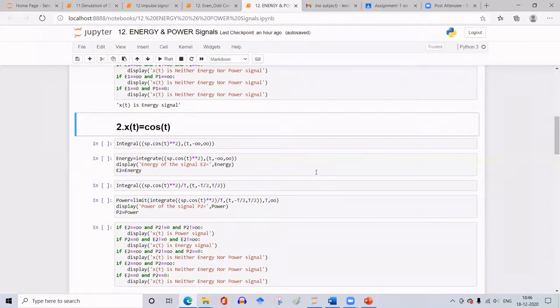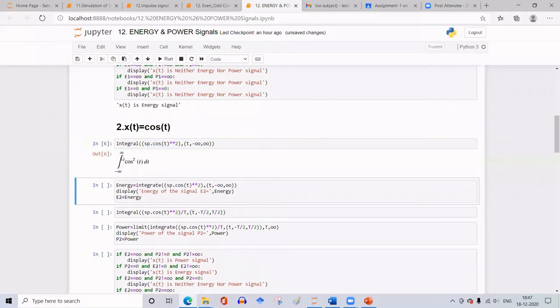All periodic signals are power signals. So let us first write the expression for the energy, that is the integral of cos square of t dt. Since the limit is not given, you have to integrate it between minus infinity to plus infinity. So sp.integrate cos of t raised to the power of 2, with respect to t between the limits minus infinity to plus infinity. That is the symbolic representation of the integral from minus infinity to plus infinity of cos square of t dt.